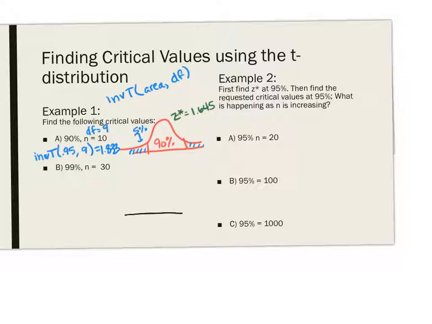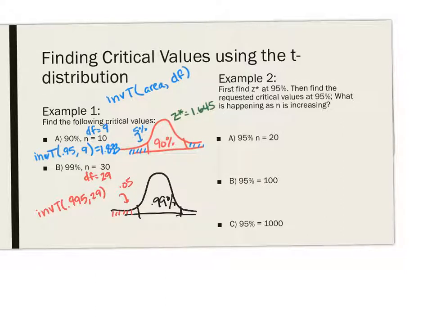So inverse T, 0.99. So you draw a curve, and on the inside you have 99%. The outside is 1%, so you have 0.005 on each side. So in our calculator, we're going to type in inverse T. This time it's 0.995. And your degrees of freedom for 30, you always do n minus 1. So 30 minus 1 is 29.